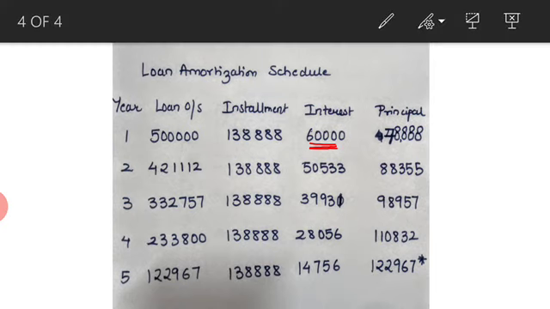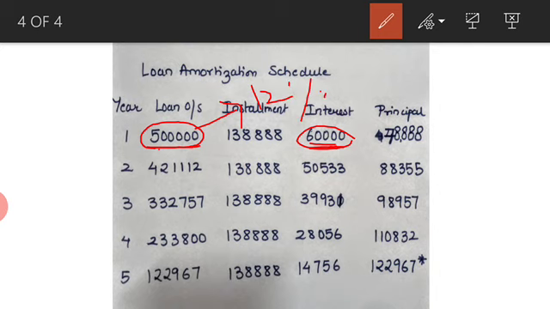Now 12% per annum on the loan which is outstanding. So 5 lakh into 12% gives you 60,000 rupees. I hope you're clear. I'm repeating it once again. How do we calculate interest? It is 5 lakh, that is the loan outstanding, into the rate of interest, that is 12%. So once you multiply it by 12%, you will get 60,000.